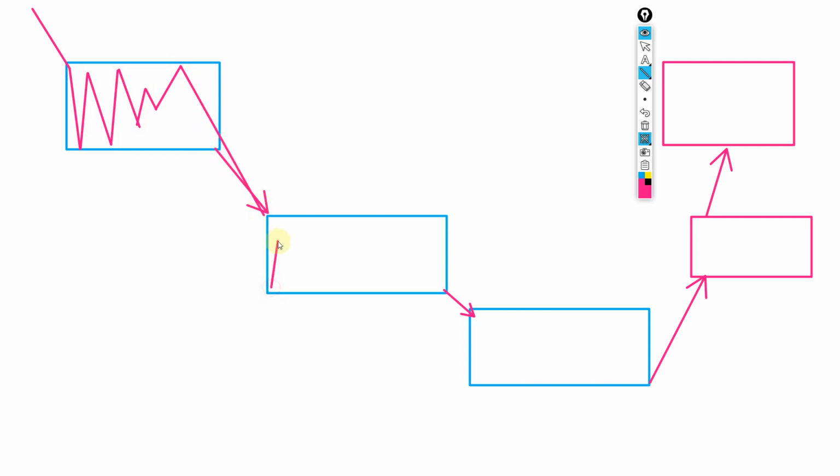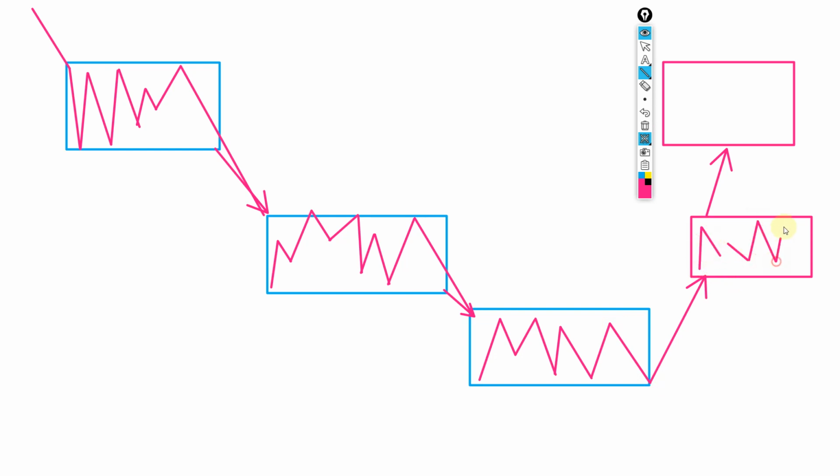Then here it moves however it wants, and boom. And here it moves however it wants, boom, right? And it goes like that. Then again it moves however it wants, boom, and it goes like that. Here it moves however it wants, just like that.